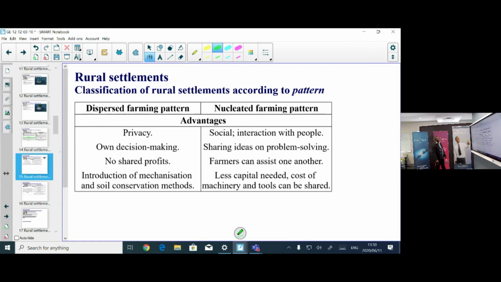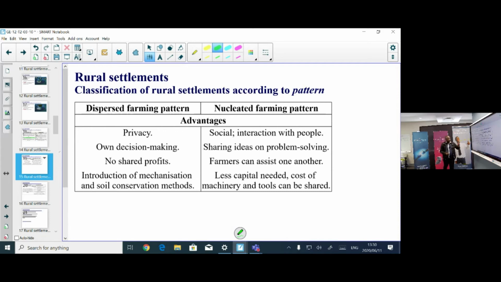We're still continuing with classification of rural settlements according to pattern, and now we are looking at advantages. What are the advantages of dispersed farming pattern, and what are the advantages of nucleated farming pattern? The advantage of the dispersed farming pattern is that there is privacy in decision making, because they are far from everyone, so they have to make their own decisions. Then no shared profits, introduction of mechanization and soil conservation methods.